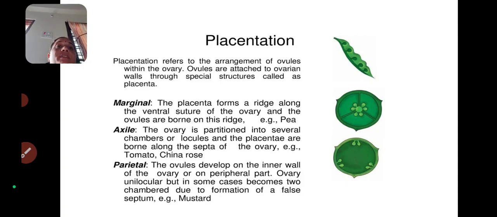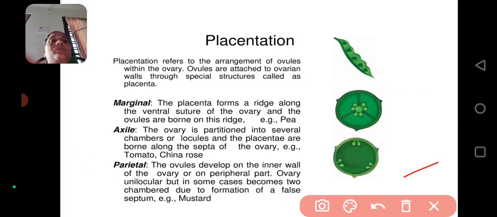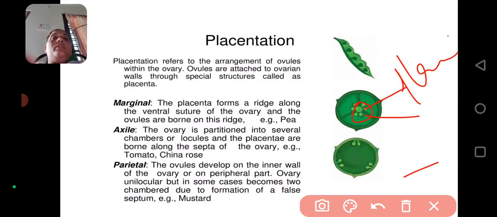Placentation refers to the arrangement of ovules within the ovary. The ovules attach to the walls of the ovary through special structures called placenta. This arrangement is called placentation.